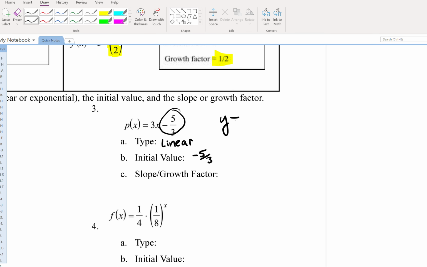See, y equals mx plus b. The slope is what's with the x. Negative 5/3 is not by the x. 3 is. And so the slope is 3. Remember that that's the same as 3 over 1. That's the rise, and that's the run. So if all you have is a whole number, remember that you can divide anything by 1.